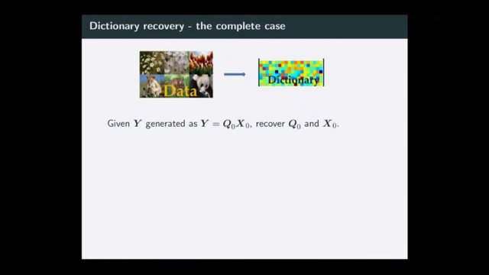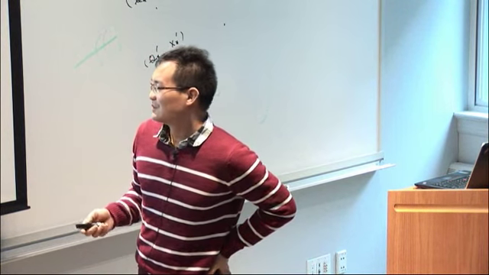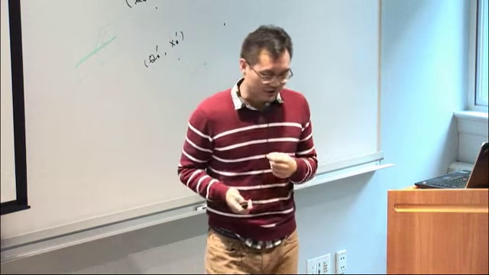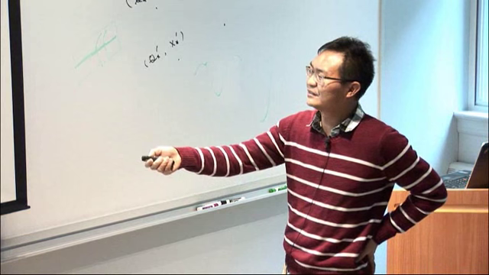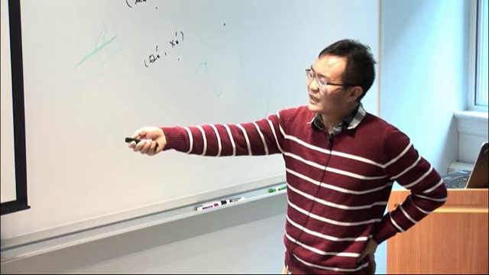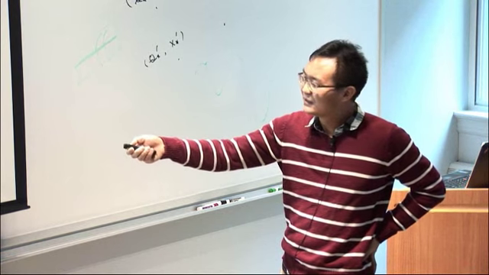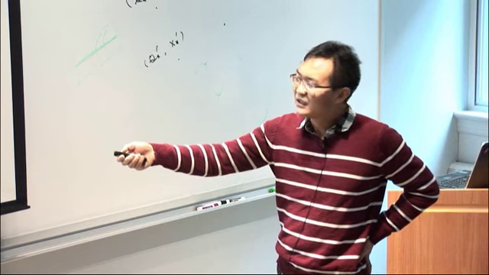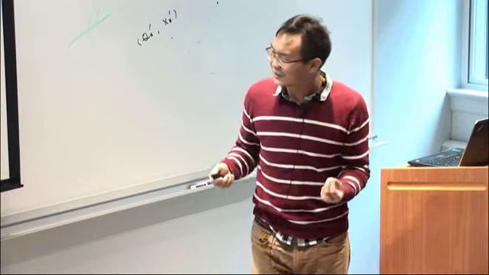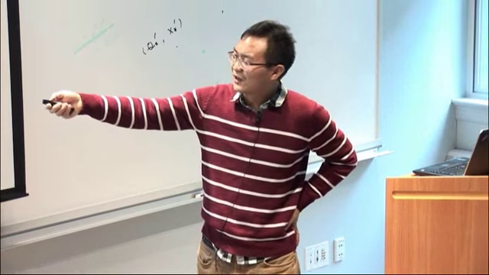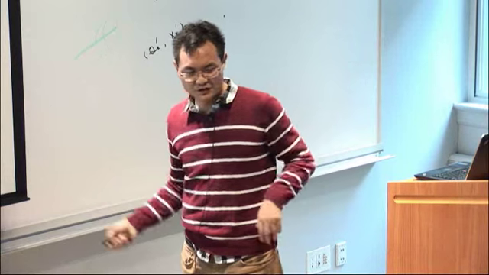So the problem here is really to understand whether we can do that. A natural setting for understanding this is the recovery setting. We assume that our data matrix Y is generated by some ground truth dictionary and some ground truth coefficient. Of course, we want this coefficient to be sparse. And the task is: given Y, can you actually recover this dictionary and this coefficient?